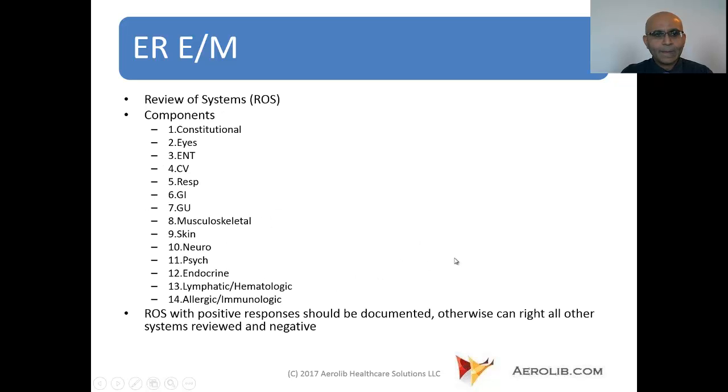Now, review of systems needs to be in the form of components, and most of your T-sheets already have these pre-built components in the review of systems. There are 14 that have been listed in the EM guidelines. Now remember, review of systems with positive responses should be documented. Otherwise, we can write all other systems reviewed as negative. Again, your T-sheet needs to be formulated in a way that is allowed.